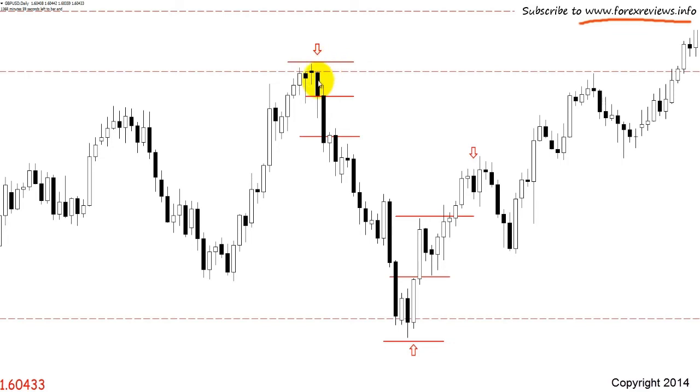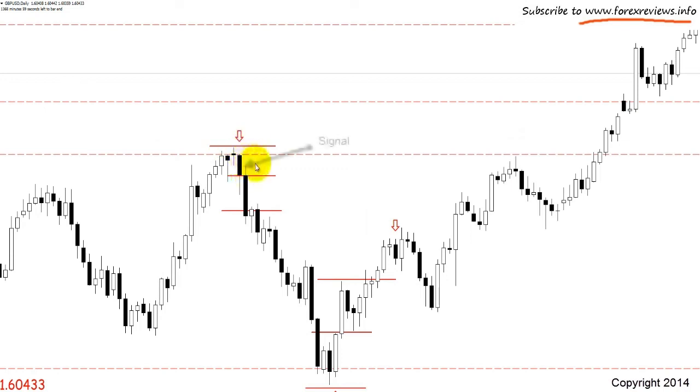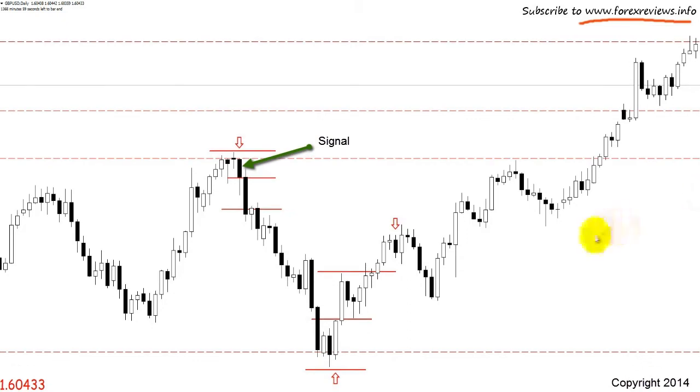Alright, and here's the sell signal, bearish engulfing at structure, resistance structure. Drawn from, like I said, if you're wondering about how to draw these, just go back and watch video 1 again. Okay, so here's the signal. Here's your stop loss area.